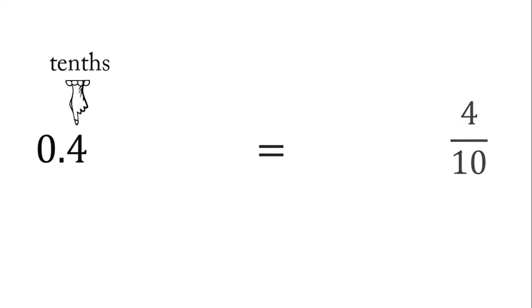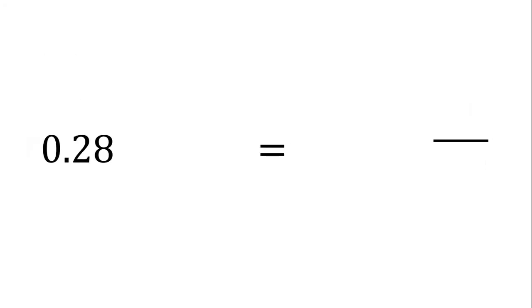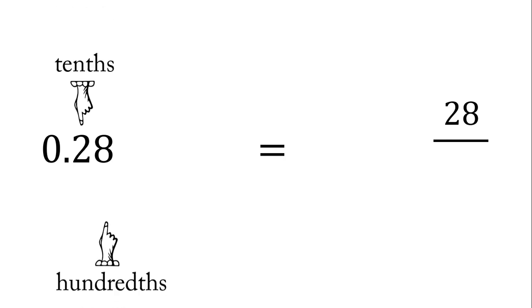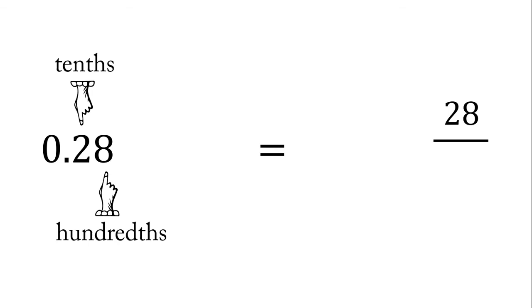What about this example over here? 0.28. Well, we see 28, so for the numerator we should write 28. But what should the denominator be? 28 what? Again, we need to look at the place value. We know we have tenths, but this number also extends into the hundredths. So this is 28 hundredths, which means that the denominator needs to be 100.